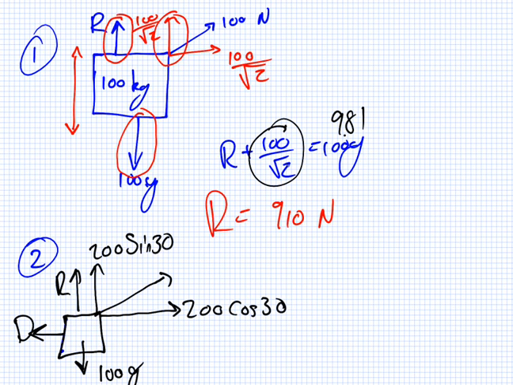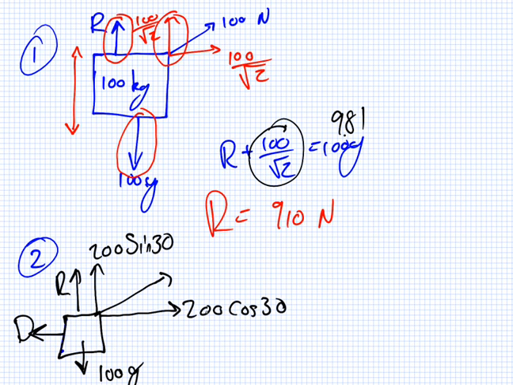So it's 100 kg, right? The force that's acting down is supposed to be 100 times 9.81, and it's 981. So 981 is supposed to minus 100 sine 45.